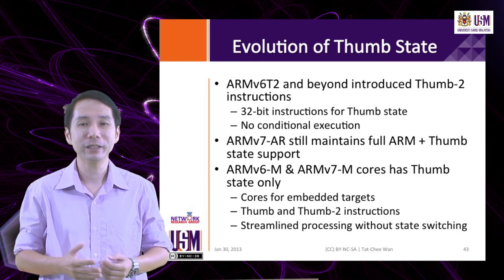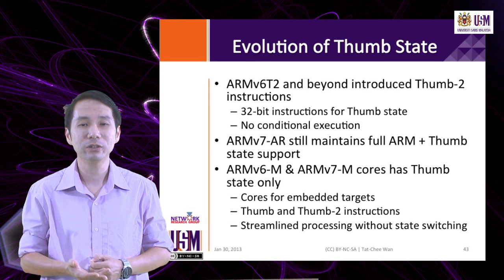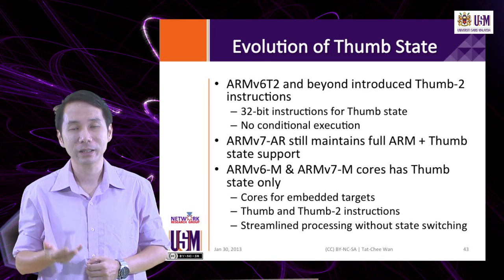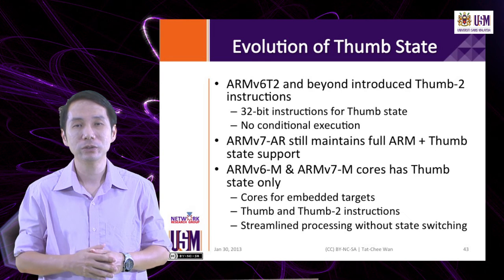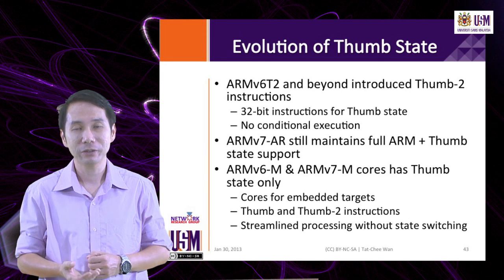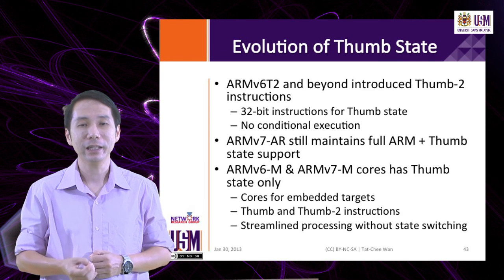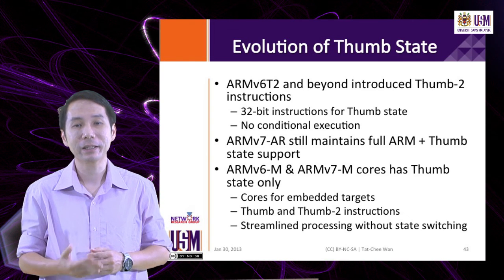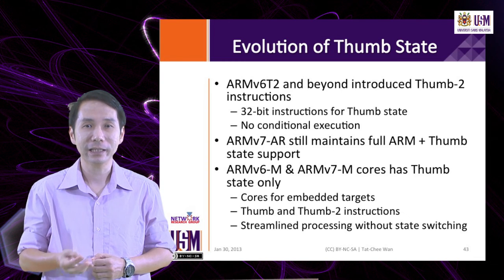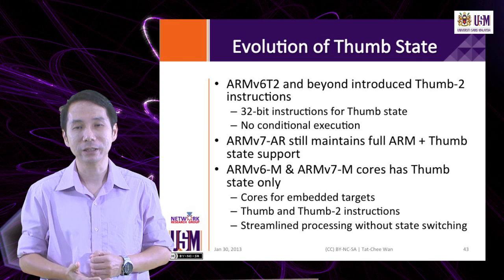The advantage of having the thumb 2 instructions in place of ARM instructions is that you do not need to perform a state switching from ARM to thumb or thumb to ARM when we want to improve on the code density of the instructions that we use. Now, ARM version 7AR still maintains full ARM and thumb state support, so we can leverage the legacy code that has been developed for ARM state as well as thumb state.